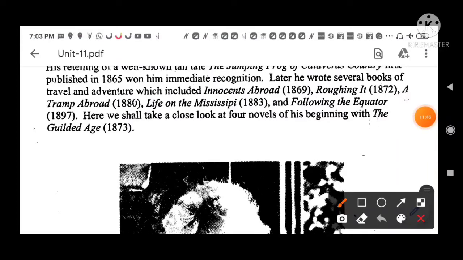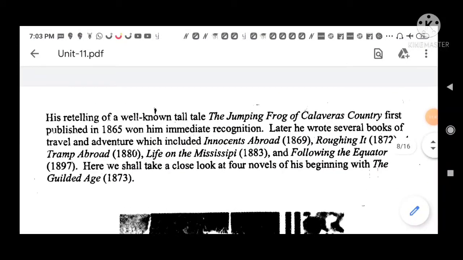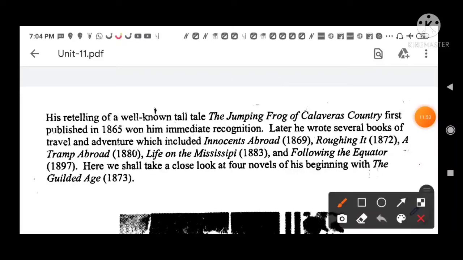So here is the main key point, you can note it down. The Jumping Frog of Calaveras County, first published in 1865, won him immediate recognition. His retelling of a well-known tall tale, The Jumping Frog of Calaveras County.